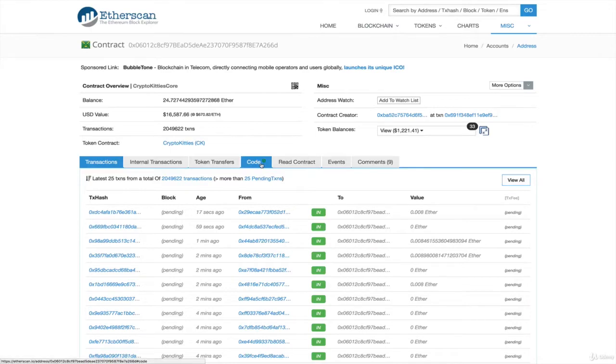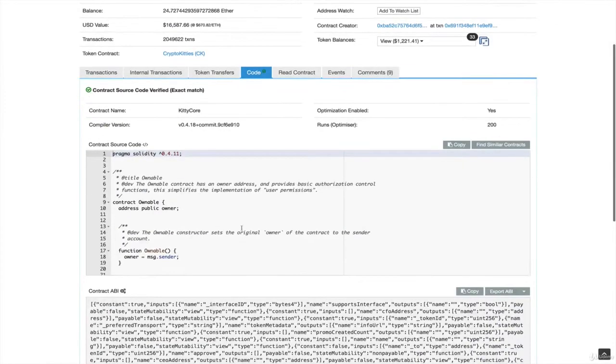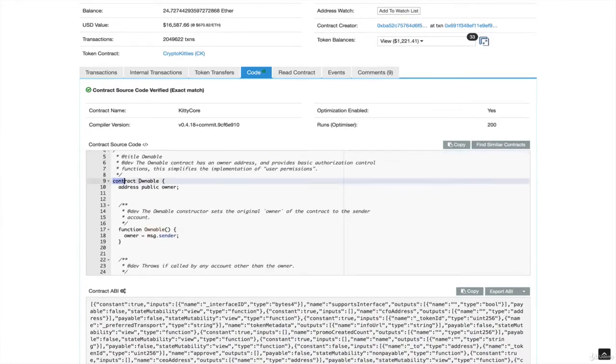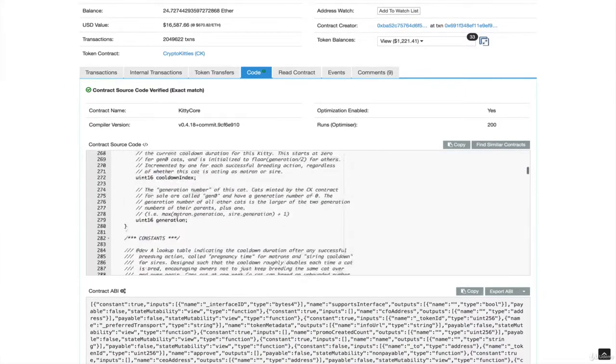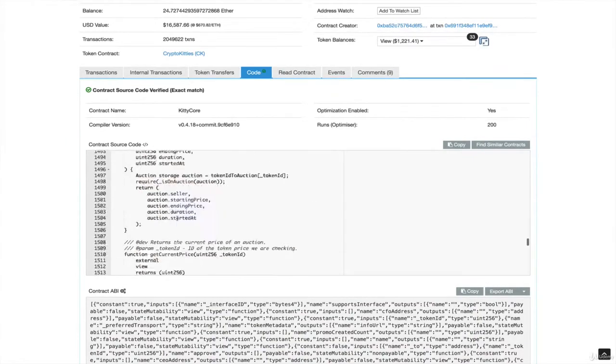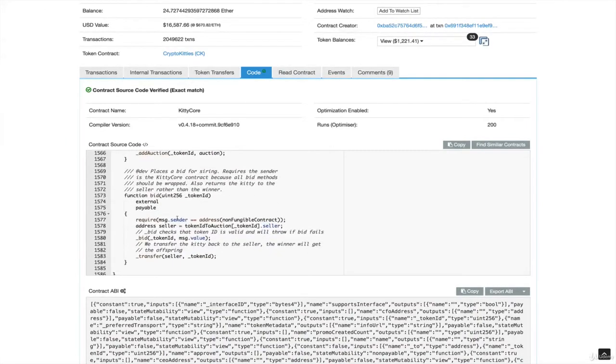But we can also, this is kind of cool, view the source code of this. So this is the contract itself. If you look here, contract Ownable. And we're not going to look at the code, but this is interesting. You can actually see the code if you wanted to. This is the contract.